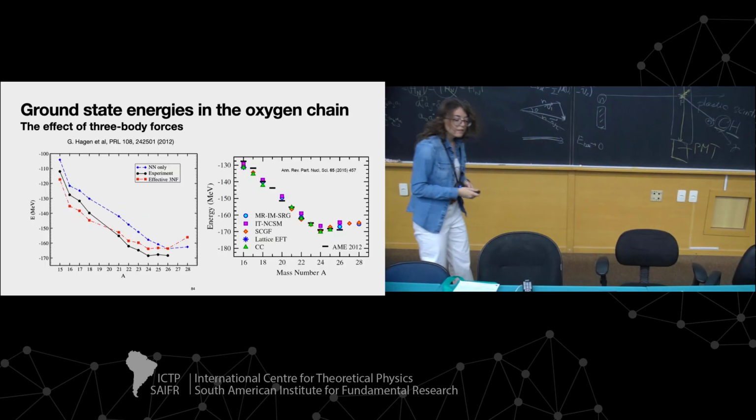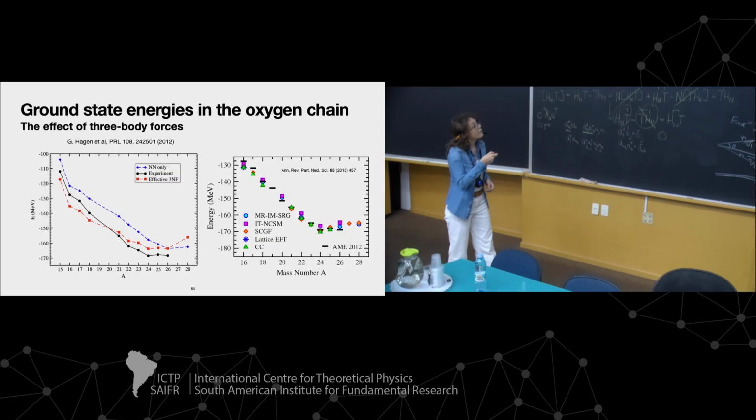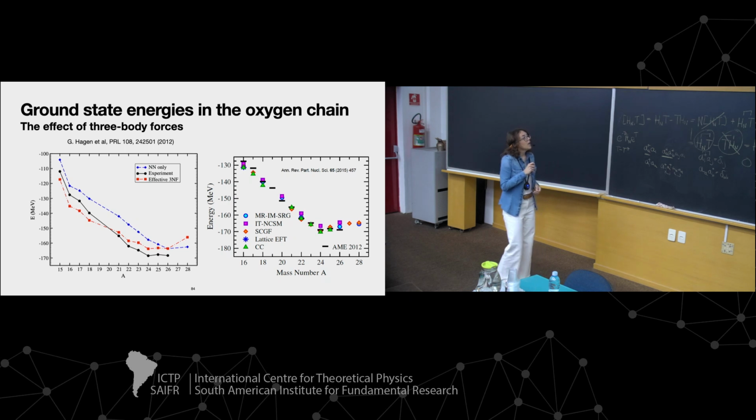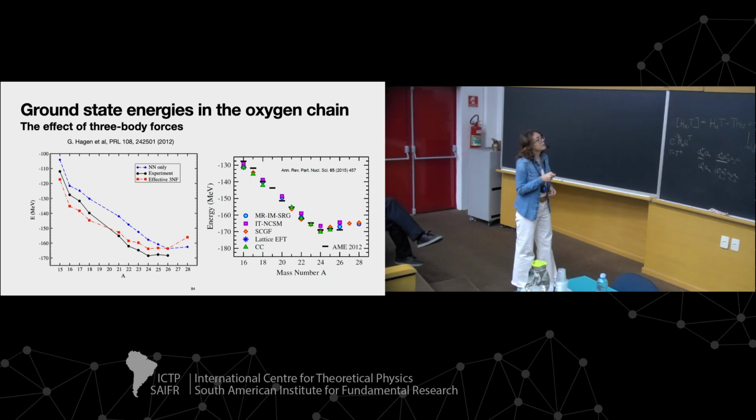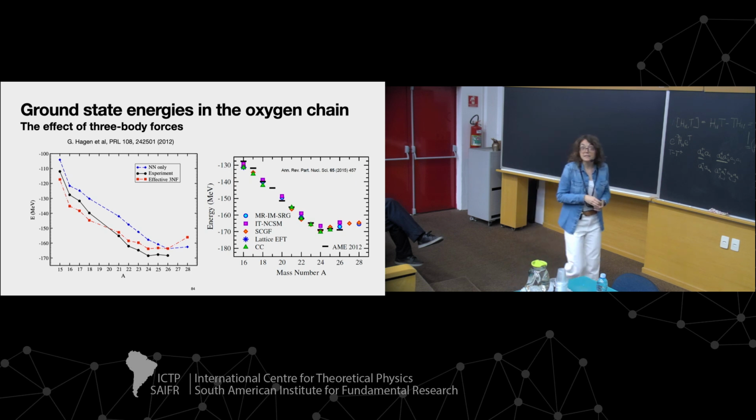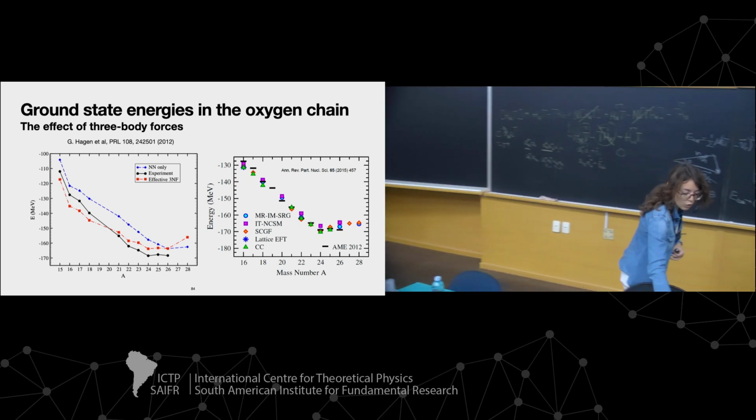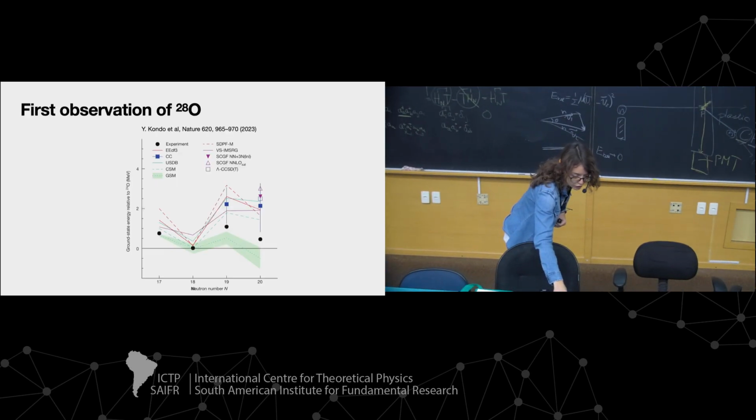We can go beyond that, we can go to oxygen. This is a figure that Ingo also showed in his presentation. It is a good benchmark with all methods regarding the ground state energies along the oxygen chain. In particular, we can also look at the effect of three-body forces. This is something that we see also in coupled clusters. So if we add three-body forces, we are actually able to get the right drip line along the oxygen chain.